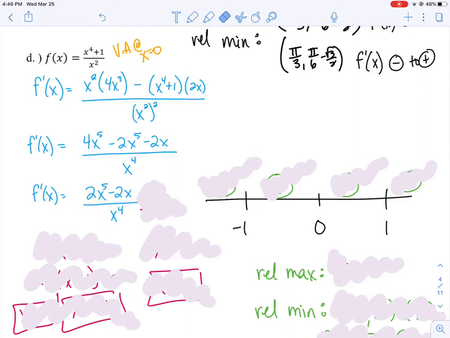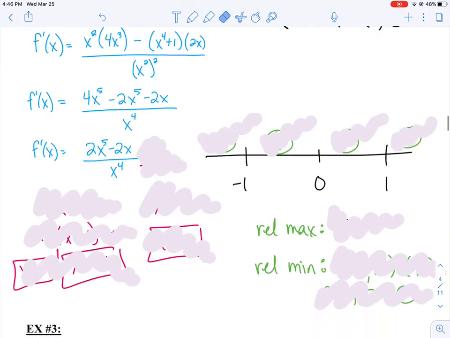Now that we have the derivative, we can figure out what our critical numbers are. Remember, that's when our derivative equals 0. That's the top equal to 0. And where the derivative doesn't exist. That's where the bottom equals 0. So I'm going to set up two different equations, where the top equals 0 and where the bottom equals 0, so I can find my critical numbers, where my derivative equals 0 or doesn't exist.